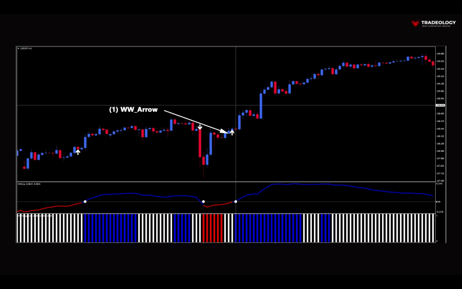The next 2 conditions for entering a trade occurred on the next candle. The WW line crossed above 0 and turned blue, while the WW histogram changed its color to blue as well. As soon as the candle where all the conditions were met closed, I entered a buy trade. My stop loss was placed a few pips below the most recent swing low, and my take profit was set at a 1-to-1 risk to reward ratio. The trade played out in our favor and was really nice, clean, and profitable.